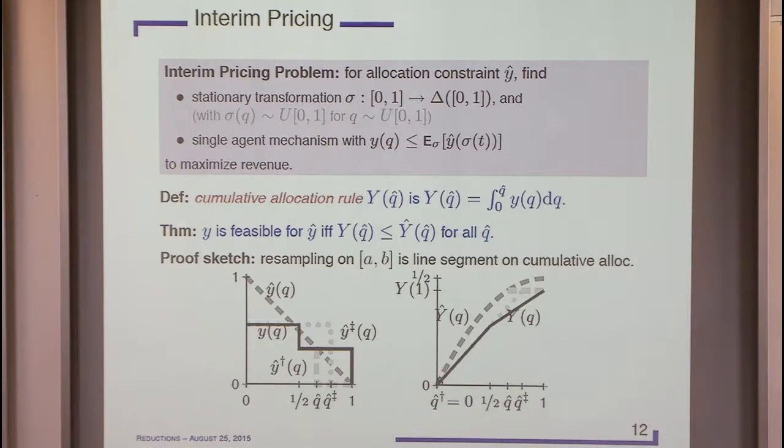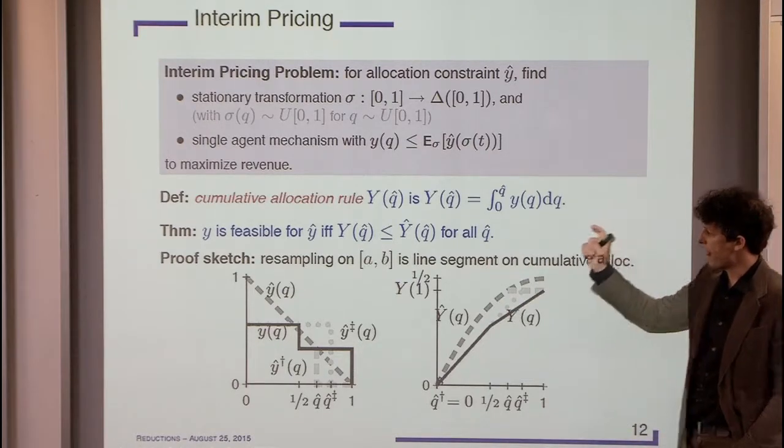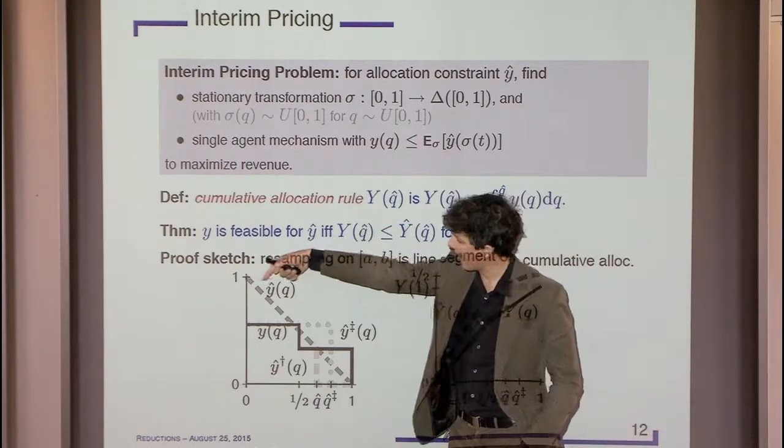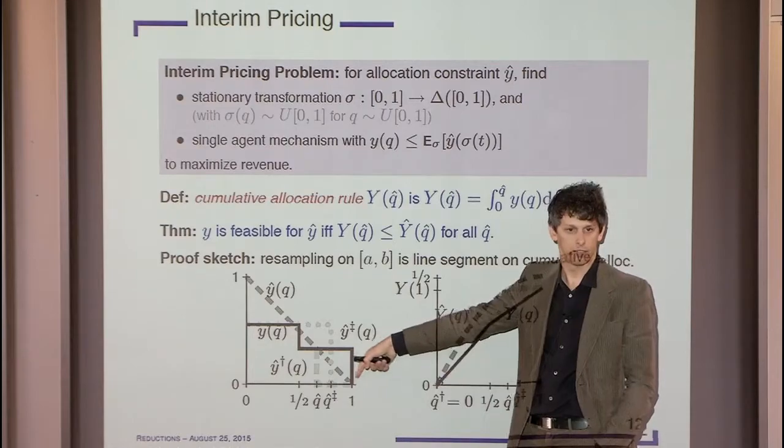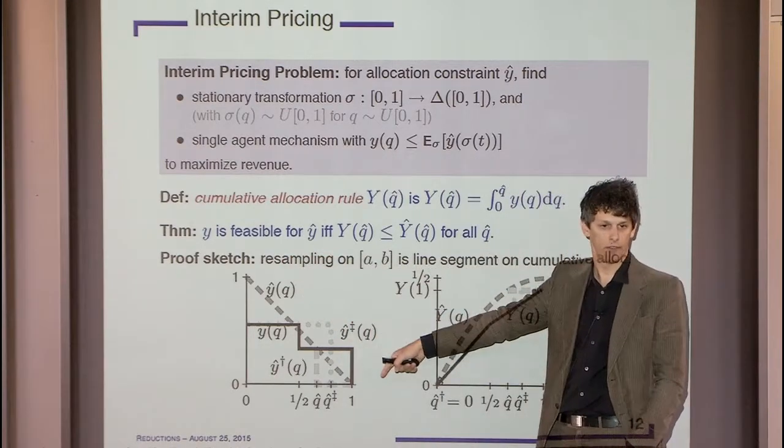Okay, so here are pictures. Okay, let's suppose my allocation constraint y hat is the straight line, the 45-degree line.